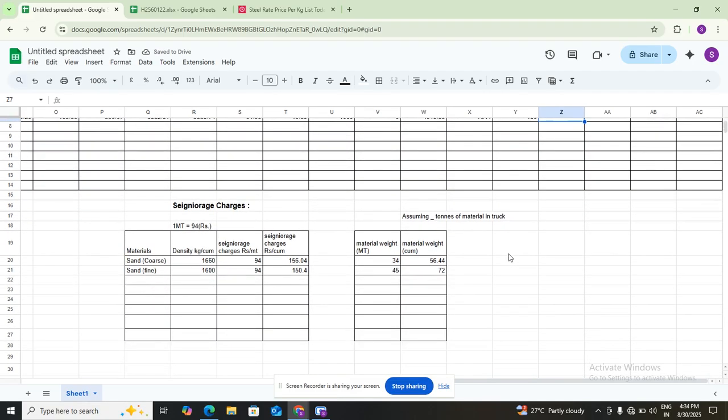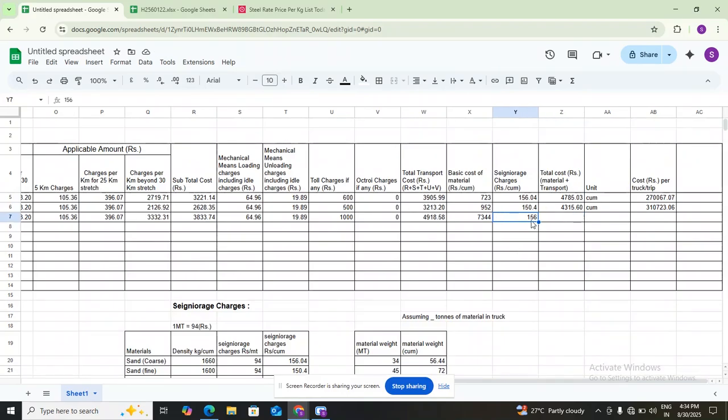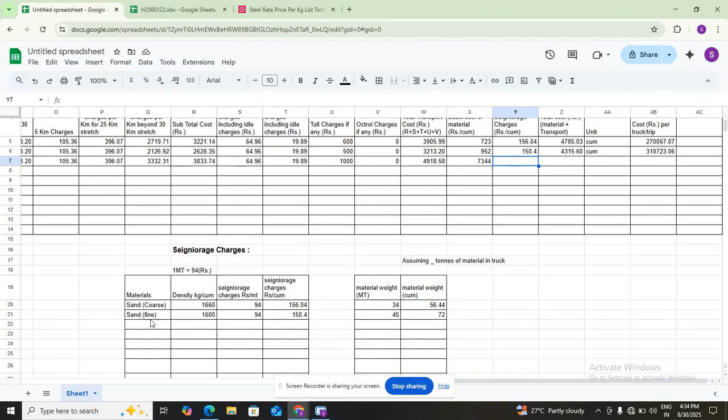CNRS charges means maybe change. Okay, we need to wait. We need to go to the CNRS charges. We need to enter cement. Density is 1440 kg per meter cube. What is the CNRS? I'm thinking 156 and taken. That all will be converted to 124. Okay, 6 rupees.